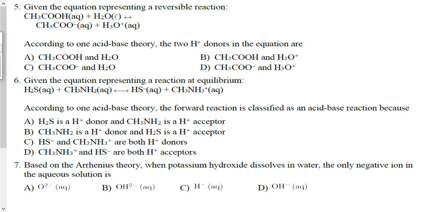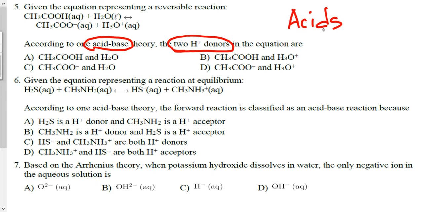For question number 5, we have to identify two H plus donors, or two proton donors. So if you go back to the original definition of an acid and base, based on alternate theory or one acid-base theory, acids are proton donors. So we're looking for acids. If we're looking for acid, we have to figure out two acids based on the reaction. So one would be a regular acid, the other one will be a conjugate acid.